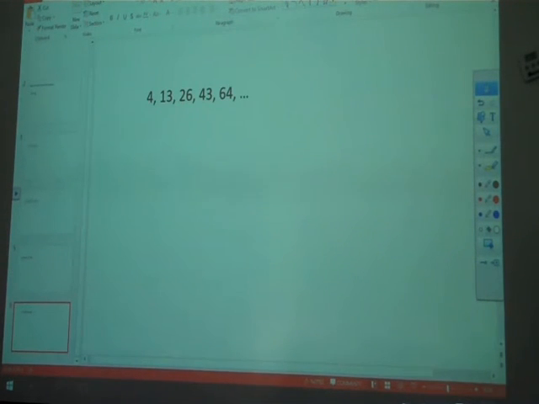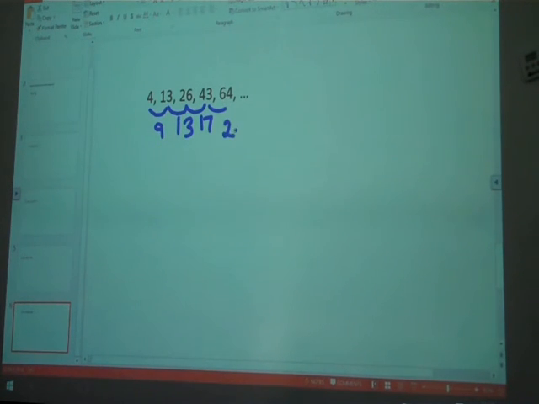So, let's have a look at this one. So, from 4 to 13, I've gone up by... You do it in a minute. From 13 to 26, I've gone up by 13. From 26 to 43, 17. And from 43 to 64. Okay, so can we find the second difference? What's the second difference? Okay, can you all see it's gone up by 4?